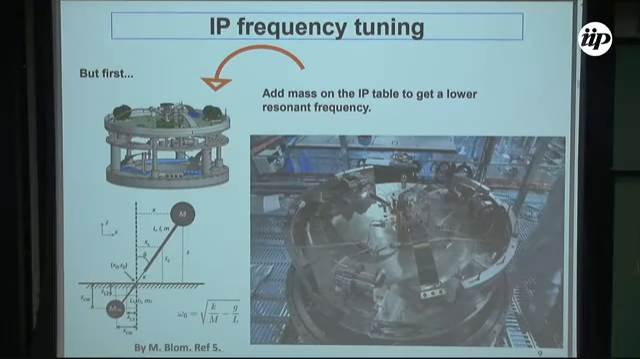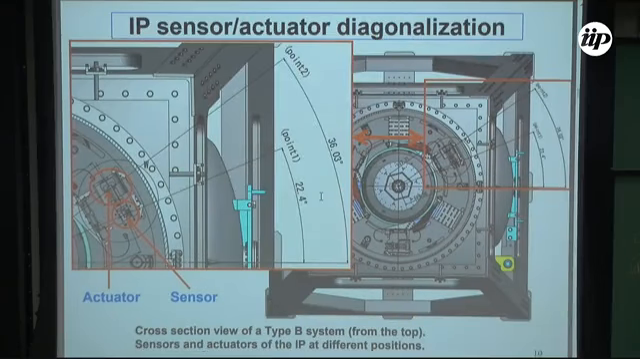But first, as Ettore and Fabian said, we need to add more mass here in order to achieve lower frequencies. So we need to first work out the mass that we need on our inverted pendulum, and then we need to take care of the actual position. So this is a cross-section view of a type B system, for example. We are looking at it from the top, and this cross-section will show us our actuator and our sensor. So we cannot just say the sensing and the actuation is happening in the same part. So we need to take care about this.